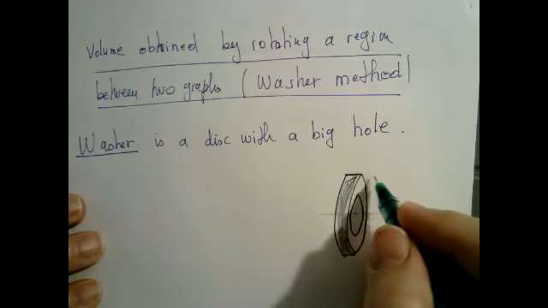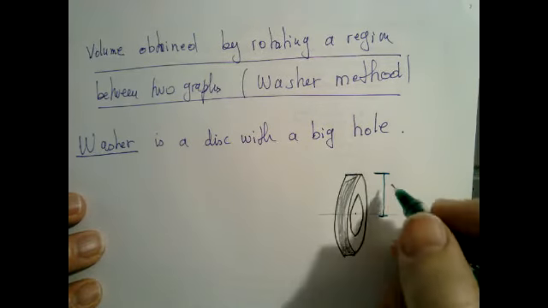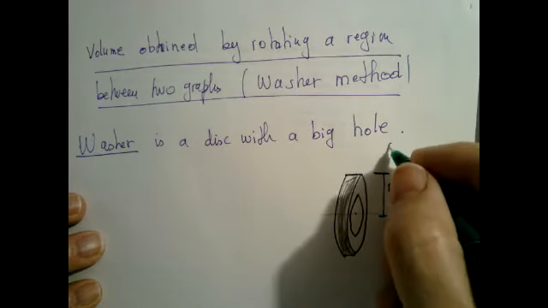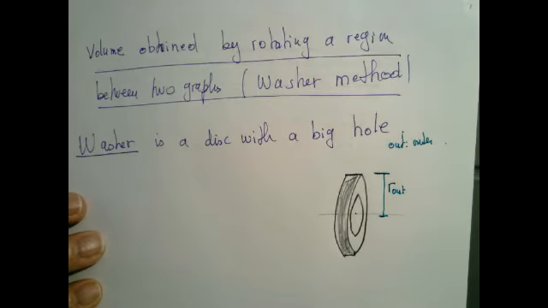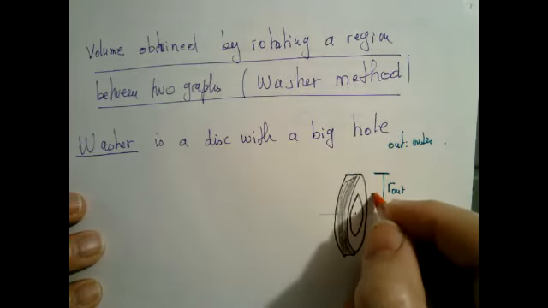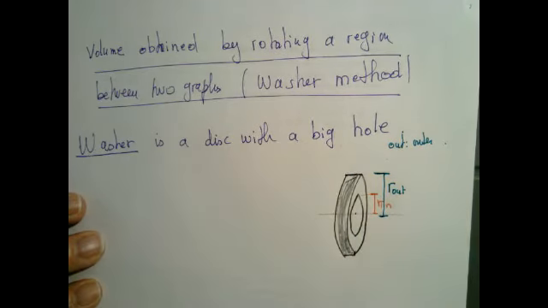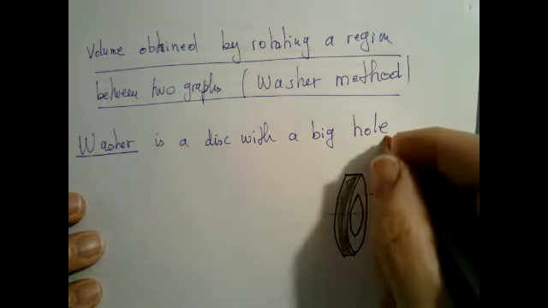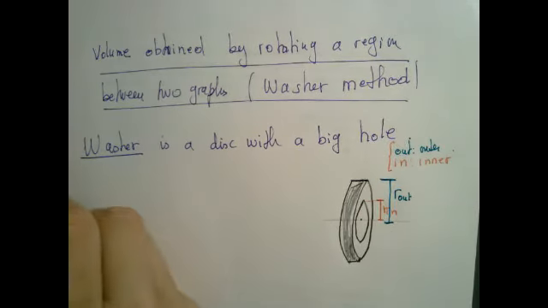So we need the radius of the big disk, and we're going to call it R OUT. OUT stands for outer. And we need the radius of the little disk. We're going to call it R IN. IN stands for inner. So we need the inner radius and the outer radius. And what's going to be the volume of the washer?